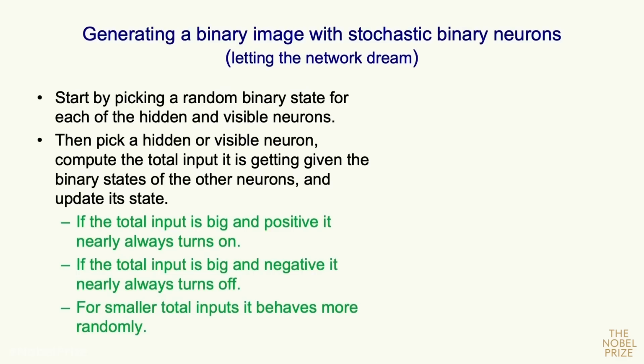So let's imagine generating an image now. Not interpreting an image, but generating an image. To generate an image, you start by picking random states for all of the neurons, the hidden neurons and the visible neurons. Then you pick a hidden or visible neuron, and you update its state using the usual stochastic rule. If it's got lots of positive input, probably turn it on. Lots of negative input, probably turn it off. If it's soft, it behaves a bit stochastically. And you keep doing that.